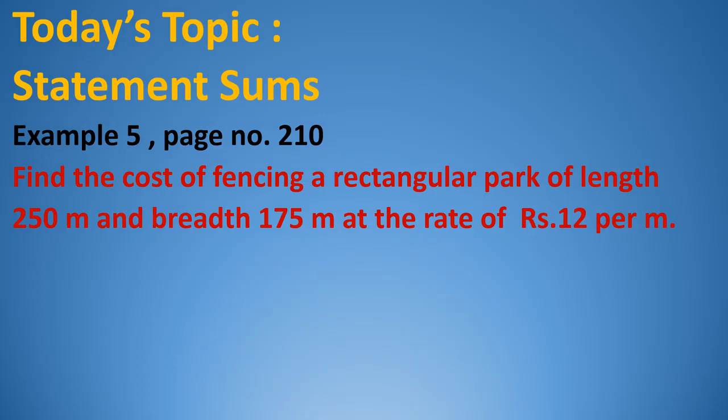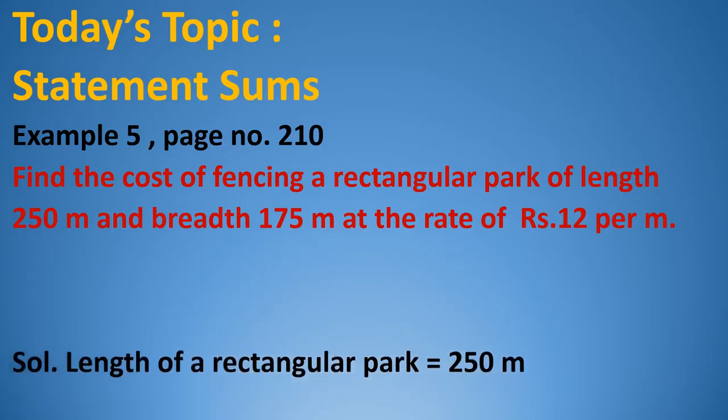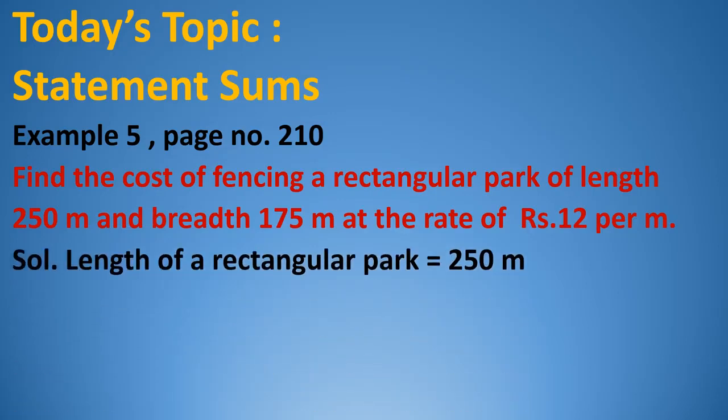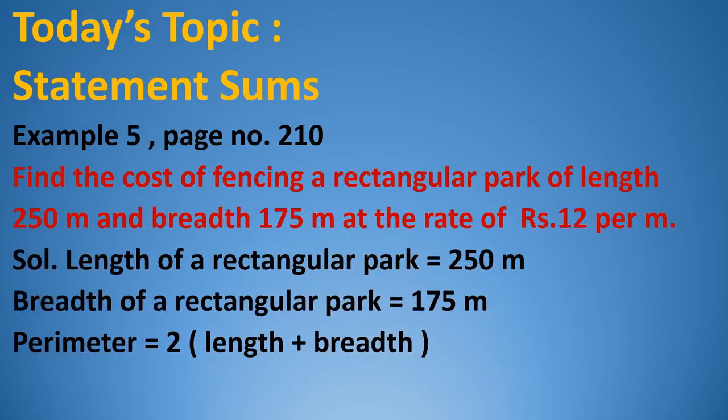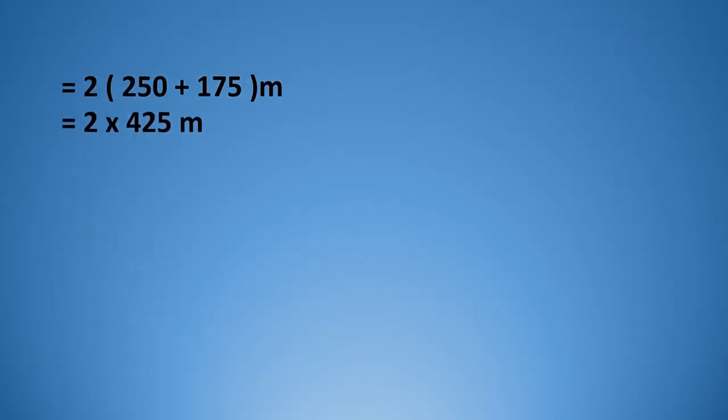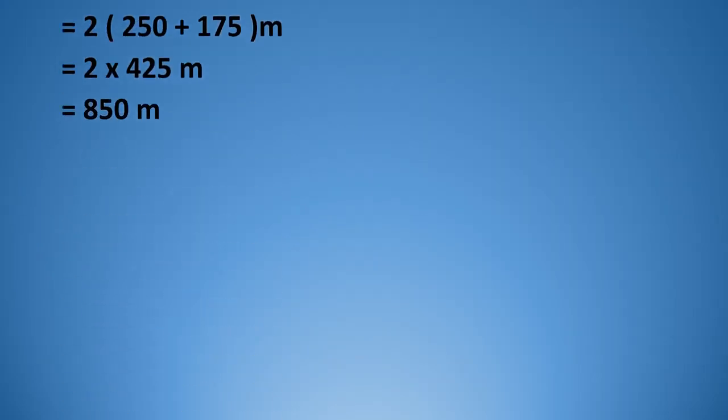So in this question, for finding the cost of fencing, first of all we need to find out the perimeter of the rectangular park. So length of a rectangular park is 250 meter. Breadth of a rectangular park is 175 meter. Its perimeter equal to 2 multiply length plus breadth. So it is 2 multiply 250 plus 175 meter. And you will get the answer 850 meter. This 850 meter is the perimeter.